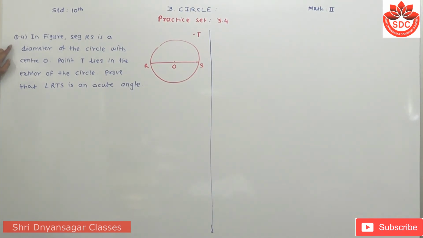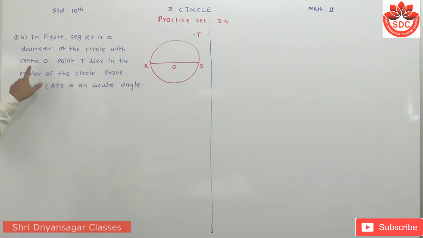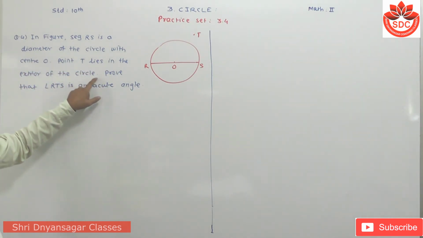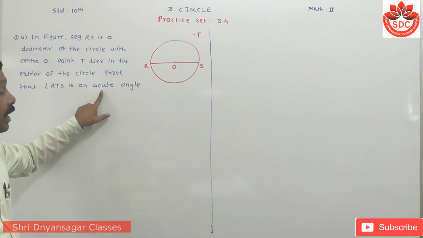The next question is question number 4. In this figure, RS is the diameter of a circle with center O. Point T lies on the exterior of the circle. Prove that angle RTS is an acute angle.